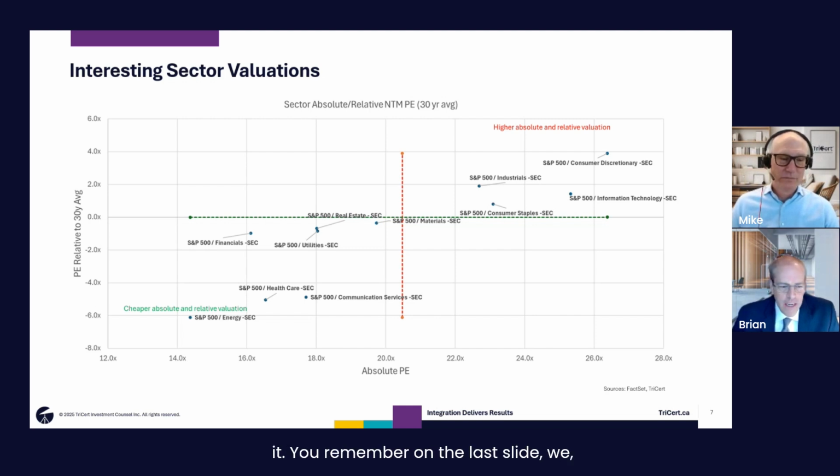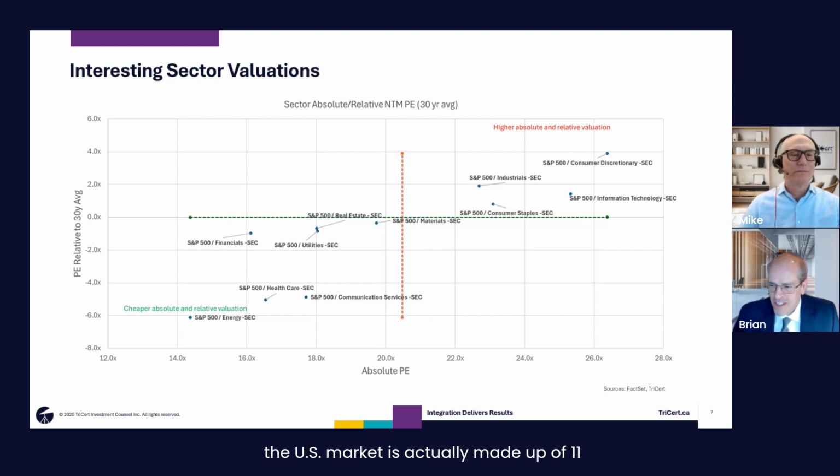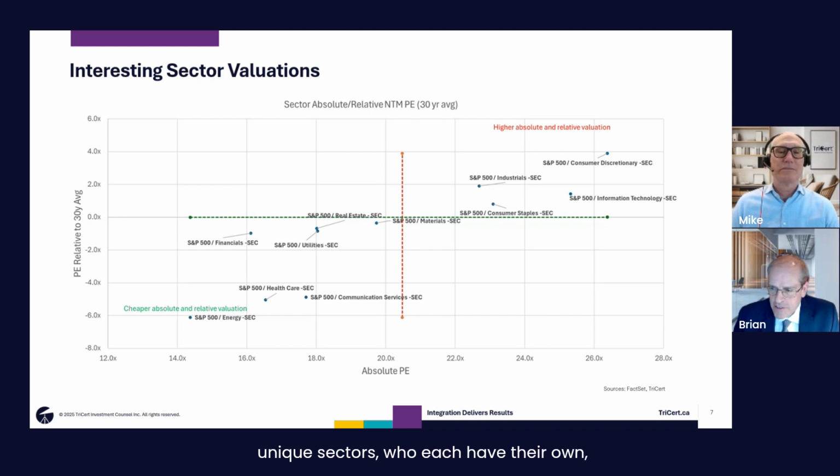You remember on the last slide, a lot of commentators or the press would talk about the U.S. markets trading at 20 times earnings, and that's historically high. And you saw the graphic that would be factually true. The only thing that I might point out is that thing called the U.S. market is actually made up of 11 unique sectors, who each have their own performance drivers, things that make them relatively different from each other. And so that's actually where you start shopping around. You don't go into the whole grocery store, you go down a certain aisle. And so these 11 sectors can be displayed on this graph.